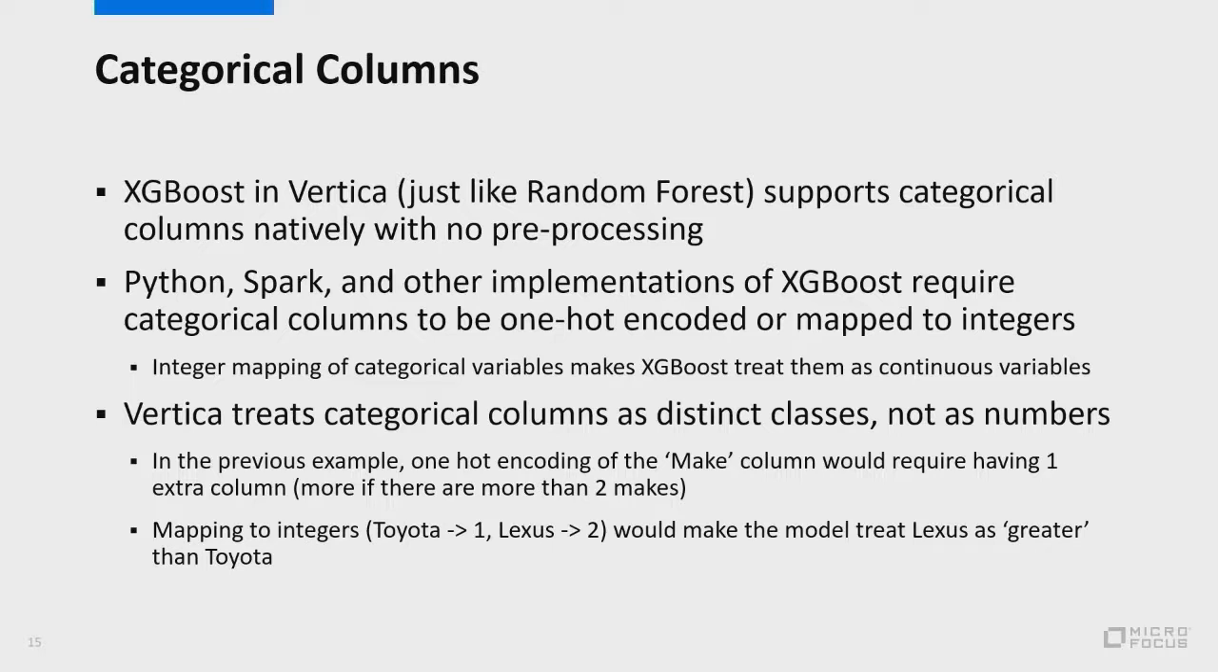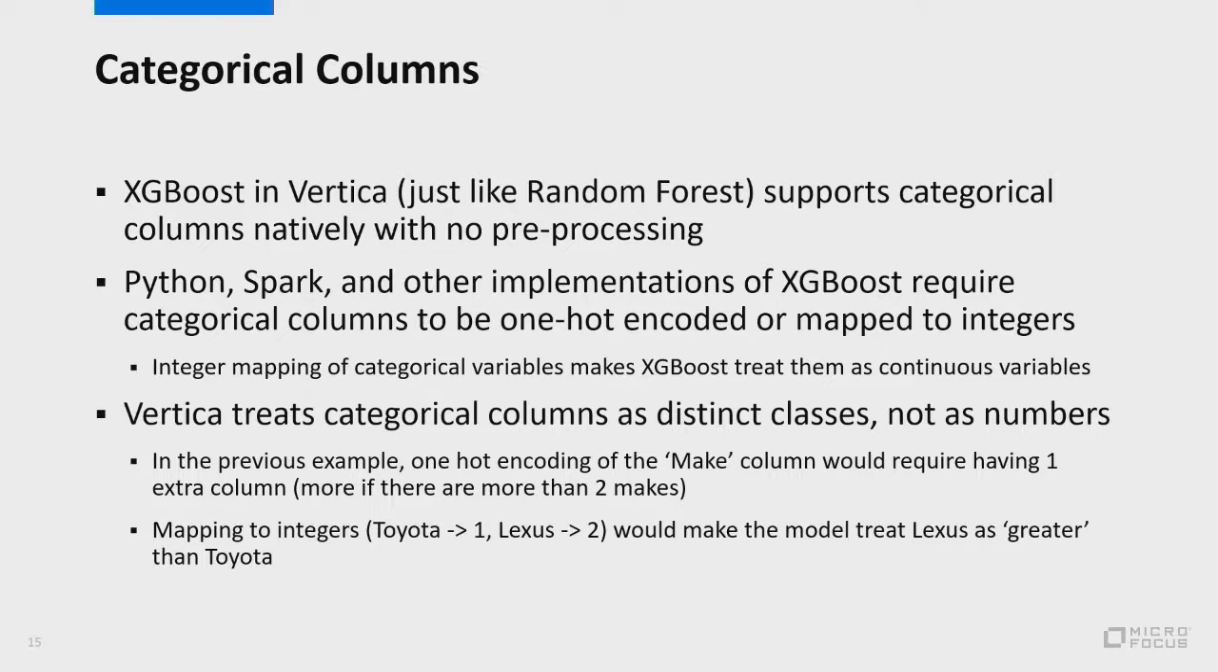One key difference about our implementation is that XGBoost in Vertica, just like our random forest algorithm, supports categorical columns natively with no pre-processing. Categorical columns are very popular in tabular data sets. We just saw an example, which was the make of the car, Toyota and Lexus in that case, but you can imagine columns with more categories, or different categories. It can be colors, it can be pretty much anything else.